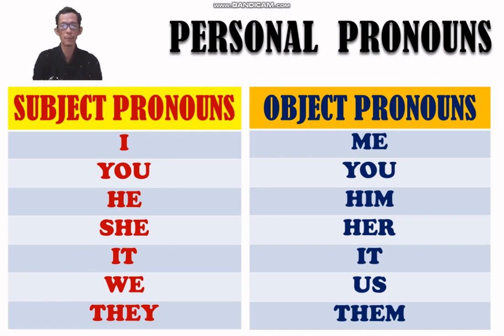Okay everyone, let's take a look. The table of personal pronouns consists of one subject pronouns and two object pronouns. I becomes me, you becomes you, he becomes him, she becomes her, it becomes it, we becomes us, and they becomes them.